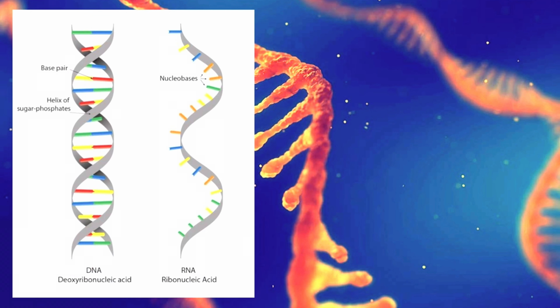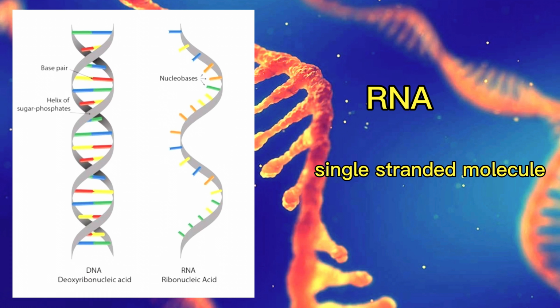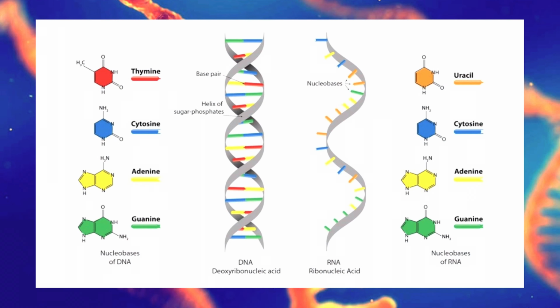Like DNA, RNA is assembled as a chain of nucleotides, but unlike DNA, RNA is usually a single-stranded molecule and consists of much shorter chains of nucleotides. The complementary base to adenine in DNA is thymine, whereas in RNA it's uracil, which is an unmethylated form of thymine.